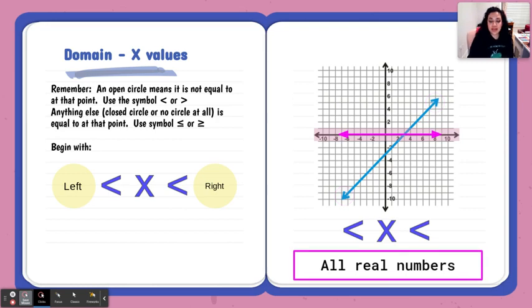So all that means when I have arrows on both ends, my answer is going to be all real numbers. No numbers needed. It just means every single number that can go from the negatives to the positives is included in this function. Again, because I could continue this line forever and ever in both directions. There is no starting point. There is no stopping point.